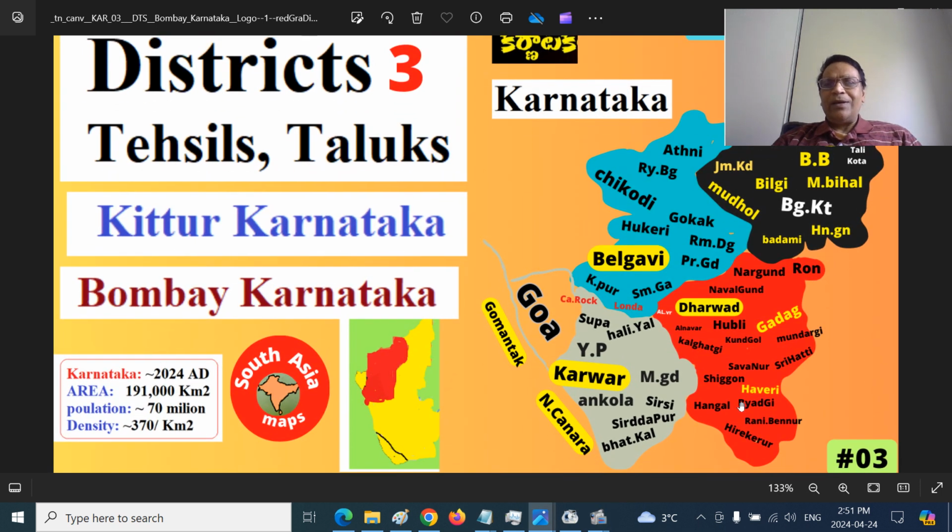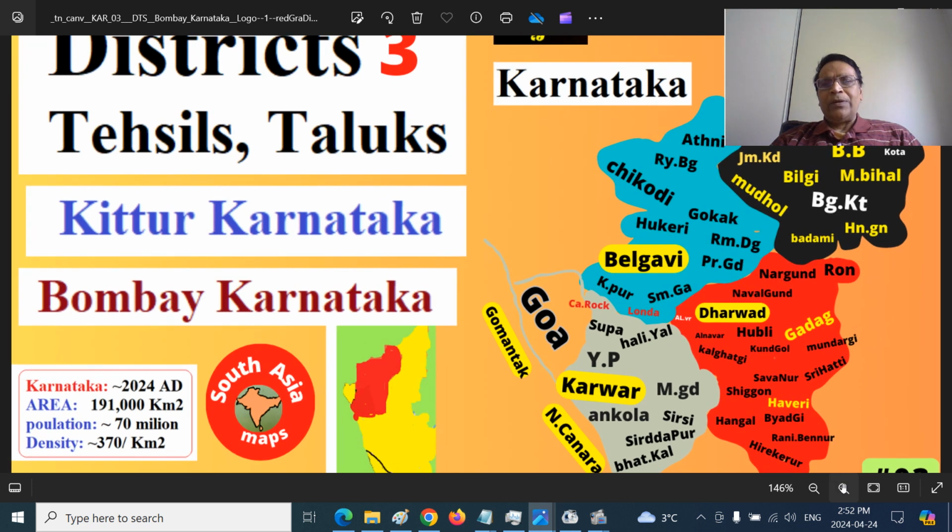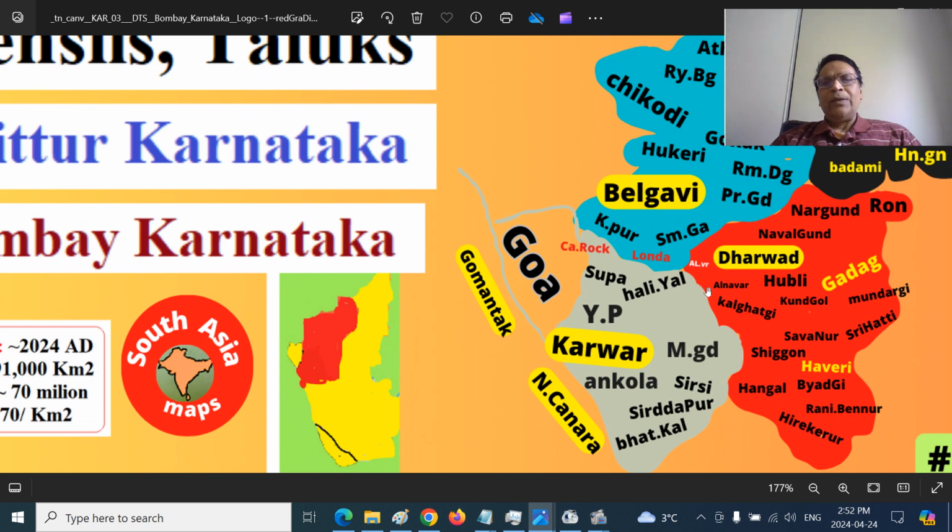In Gadag, we have Mundargi, Shirahatti, and Kundgol. Shiggaon is also another town. Close to the Kannada region we have Alnavar, also a major railway junction. Some of these may not be taluks, but I put them for a certain purpose. Then Kalghatgi, Shiggaon, Hangal, Hirekerur, and Ranebennur, Byadgi are in the Haveri region. From Alnavar in the south you can go to Dandeli, also a major wildlife sanctuary. That is about Dharwad district.